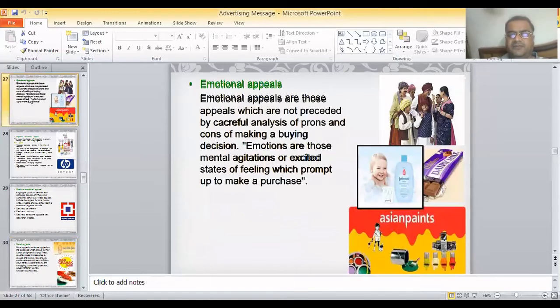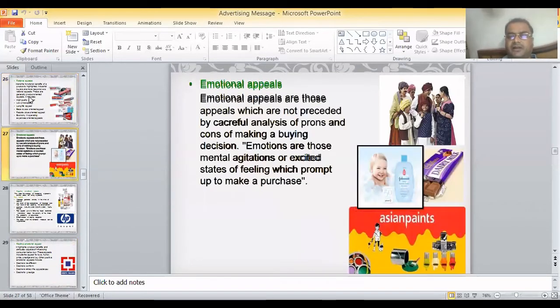Then there are emotional appeals. Emotional appeals, as we see, don't have any rationale or logic, but they basically hit our heart. They hit our emotion mentally, and that's how we start using the services, or we start buying the product.